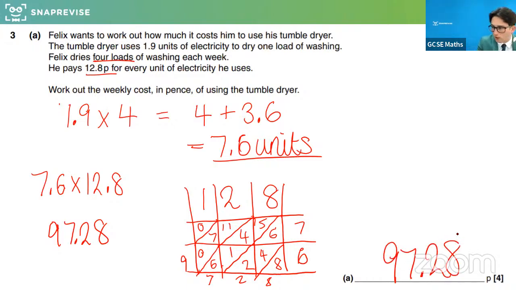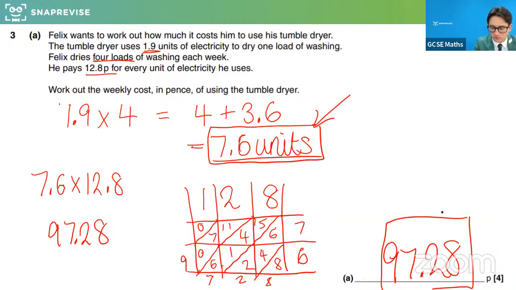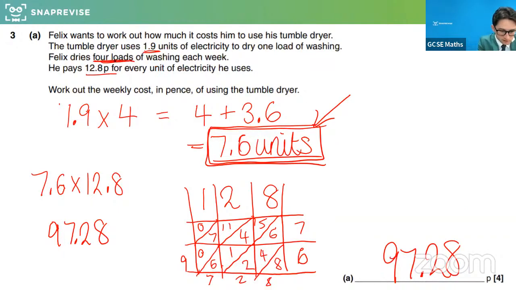So the way we did this, there's a lot going on there. Basically Felix is using the tumble dryer 4 times each week. And every time they use it, it's 1.9 units of electricity. So it's 1.9, 4 times a week. So that's 7.6 units of electricity used for drying the washing each week. Each 1 unit of electricity costs 12.8p. So you're using 12.8p's worth of electricity this amount of times. So if you multiply the two together, it will give you the cost for all the drying across the week based on the units used. So this is the total units used for the 4 times that it's used with that amount of electricity each time. And then this is the 12.8p multiplied by the amount being used. Is that okay?